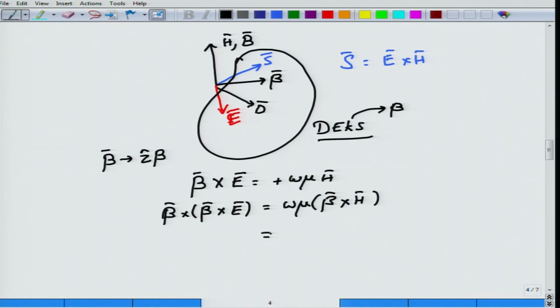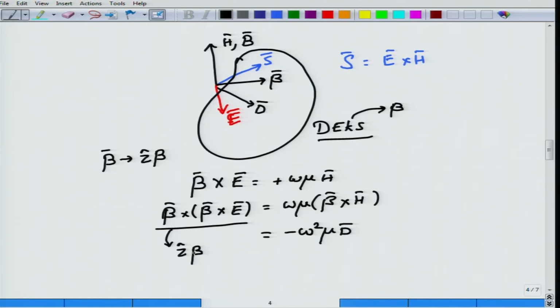On the right hand side, of course, you will get minus omega square mu into D, and for the left hand side, substitute vector beta equal to z hat beta, where beta is the scalar magnitude of beta itself.